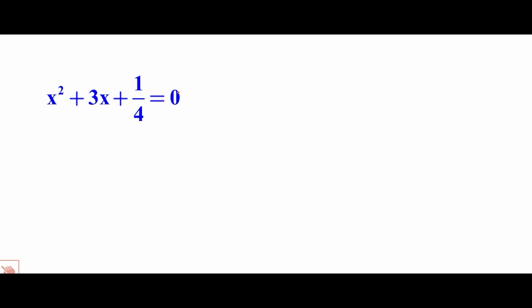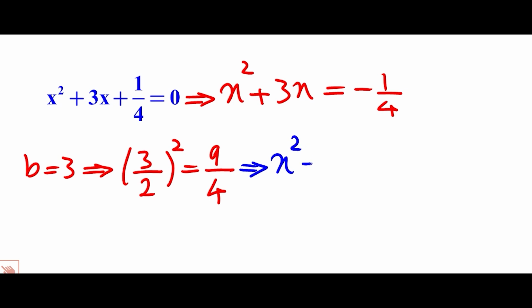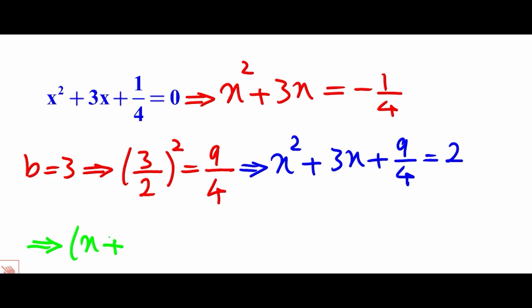Again, first move the constant term to the other side. So we have x squared plus 3x equals negative 1 over 4. b is 3. So add 3 over 2 squared, which is 9 over 4, to both sides, right? So we have x squared plus 3x plus 9 over 4 equals negative 1 over 4 plus 9 over 4 equals 8 over 4, or 2, right? So we have x plus 3 over 2 squared equals 2.